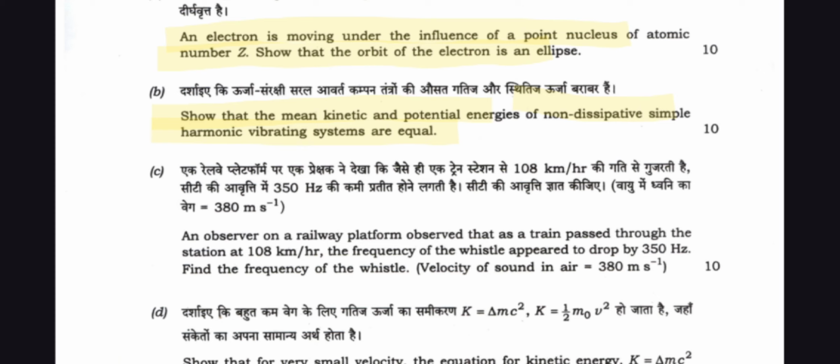And question number C. An observer on a railway platform observes that as a train passes through the station at 108 km/h, the frequency of the whistle appears to drop by 3015 Hz. Find the frequency of the whistle. The velocity of sound in air is 380 meter per second.